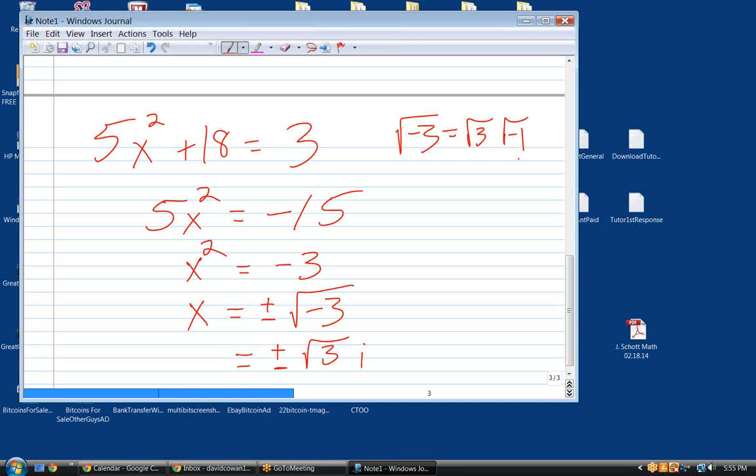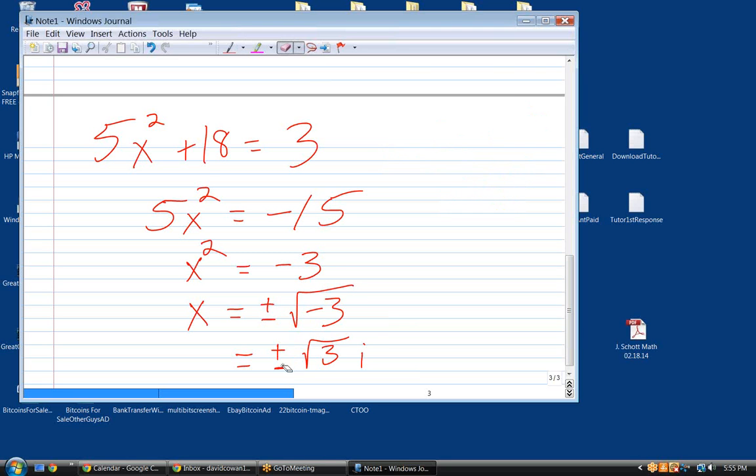Okay, so this is now the definition of i. So our answer is the square root of 3 times i. Oh yeah, okay, that's right. I was mixing up just the step before. I kept thinking you put the i there. But okay. Don't forget the plus or minus.